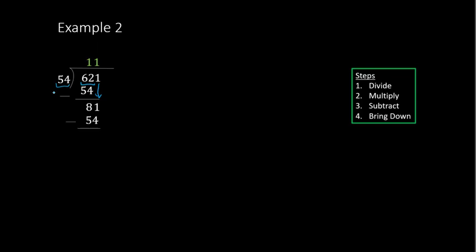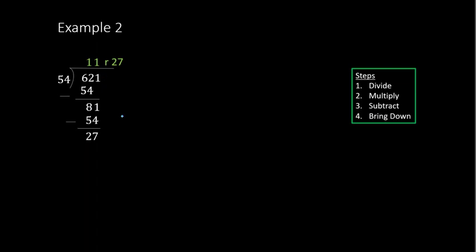We subtract 81 minus 54. We need to borrow from the 8. Now we have 11 minus 4 to get 7. 7 minus 5 is 2. So 27 would be the remainder. Your solution is 11 with a remainder of 27.